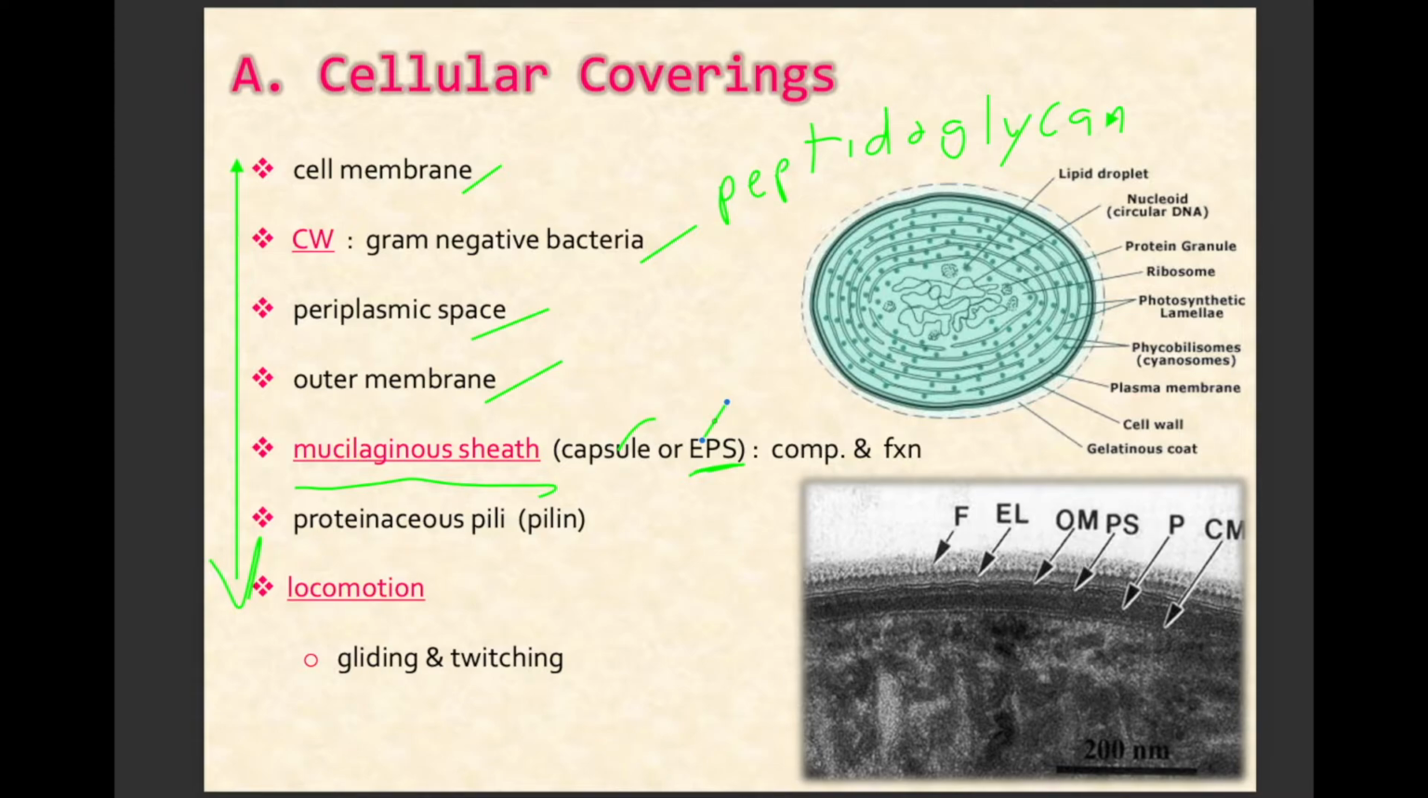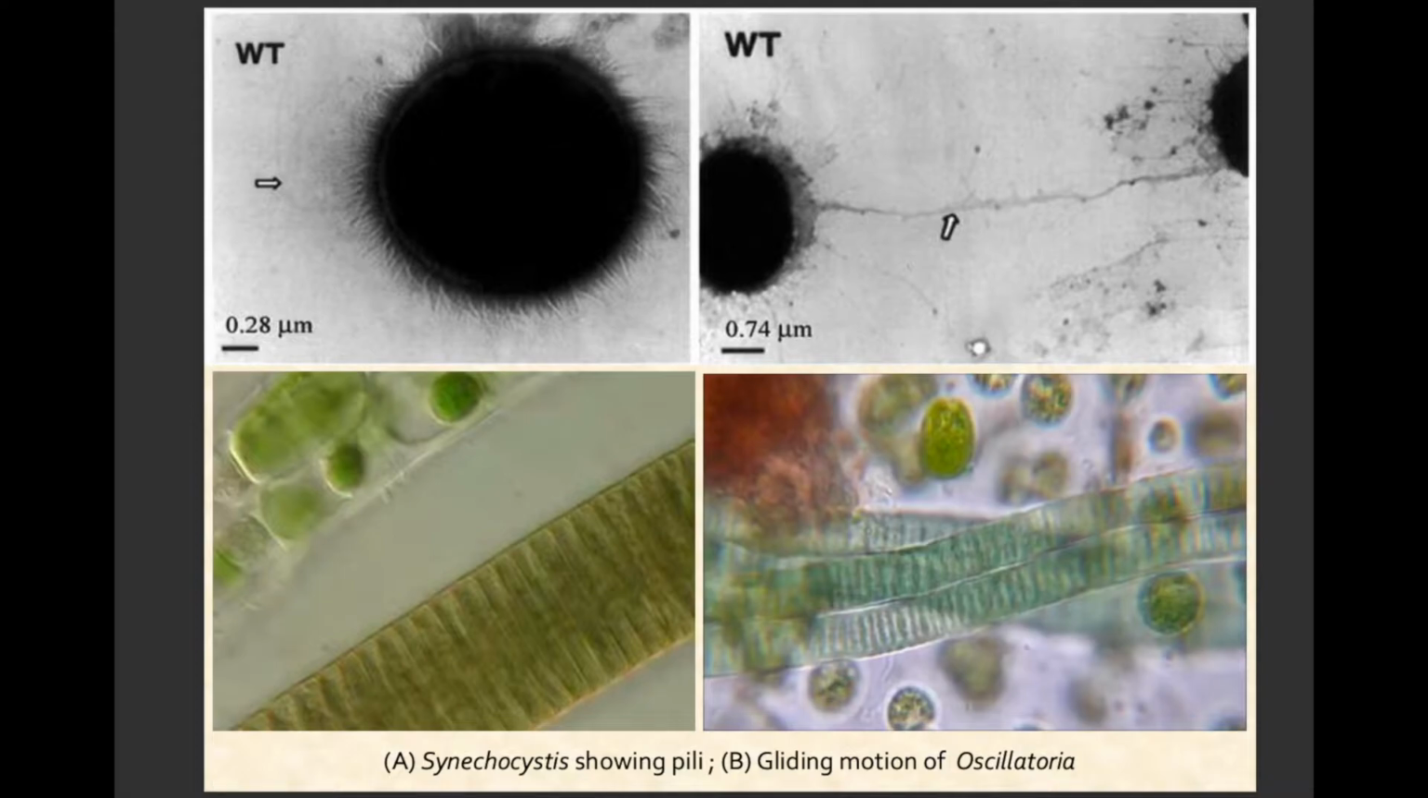You also have your proteinaceous pili, which are composed of pilin subunits, and these are responsible for locomotion, both gliding and twitching locomotion of your organism. To take a look at what this looks like in your organism, just take a look at the Synechocystis right here, showing the pili that it uses for locomotion. Also, you can see right here is your sex pilus that is mainly used for conjugation, the exchange of genetic material for horizontal gene transfer and those things.